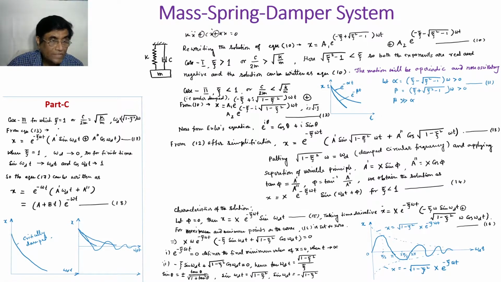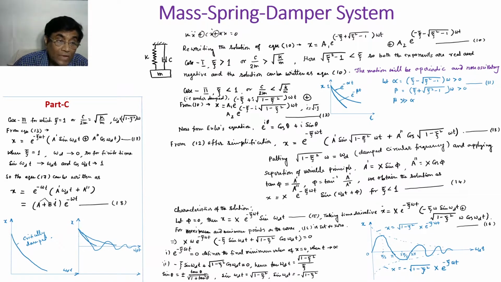And another one was the critically damped situation. When it is critically damped, that is zeta equals 1, that is c by 2m equals root over of k by m. Some clean deduction I have given here: when omega d tends to 0, sine omega d t tends towards omega d t, and cos omega d t tends towards 1, and that's why you are getting two constants.